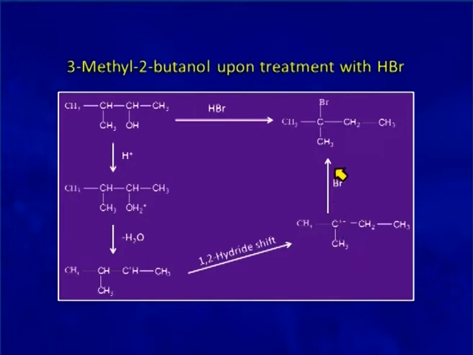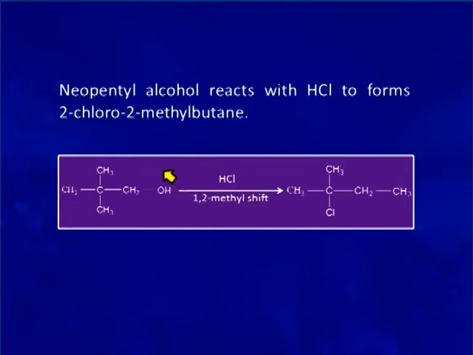Now, when attack of bromide takes place, the resultant compound is 2-methyl-2-bromobutane. In these two examples, one of them is neopentyl alcohol. See, neopentyl alcohol is a primary alcohol. Even then, the product you are getting here in case after the reaction with HCl is not conforming with the simple replacement of hydroxy group with the chlorine atom, whereas 1,2-methyl shift actually takes place.